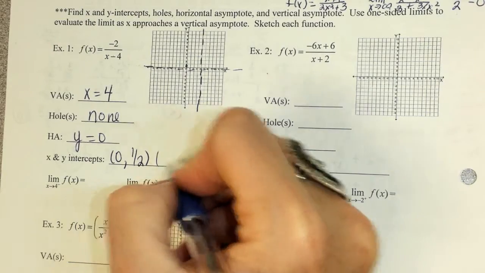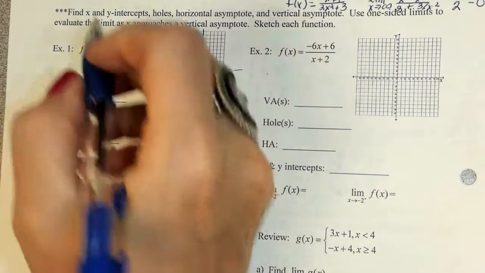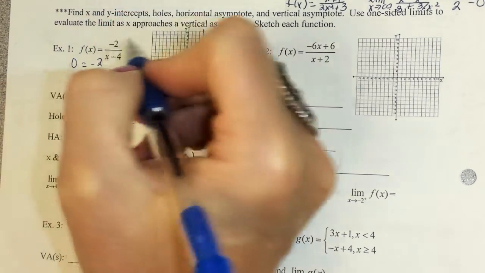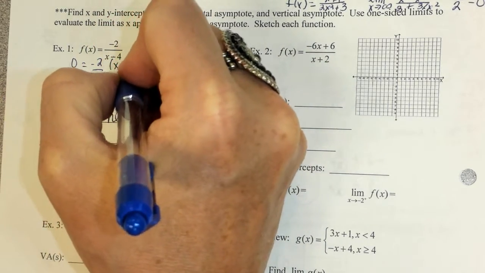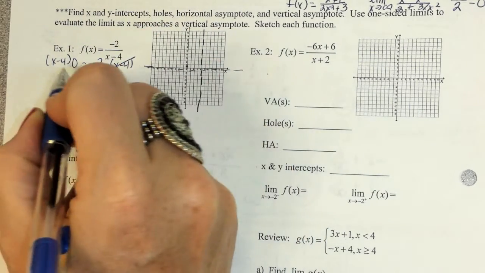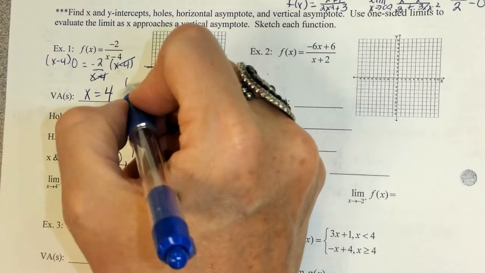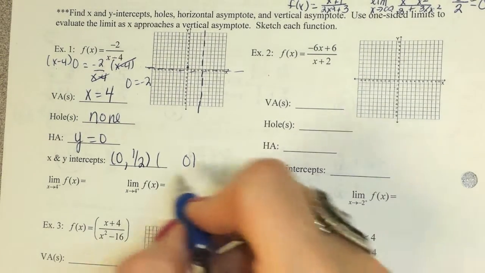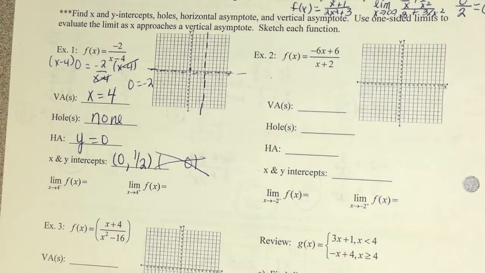I'm going to plug in 0 for y now. So plugging in 0 for y, we get this. I'm going to multiply both sides by x minus 4. These cancel. Anything times 0 is 0. Can 0 ever equal -2? Nope, so we do not have an x-intercept.